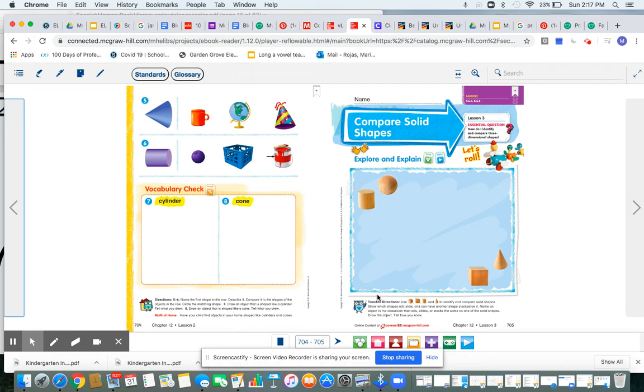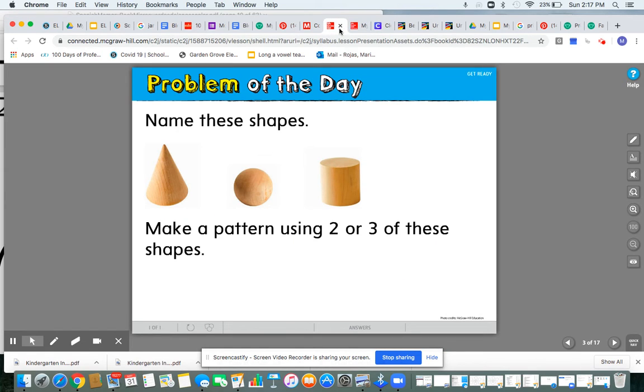Okay, boys and girls, so today we are in lesson 3, page 705, and we're going to go to this page. We're exploring solid shapes to kind of go over it. So if you look here, it says name these shapes. So you should be able to name these shapes.